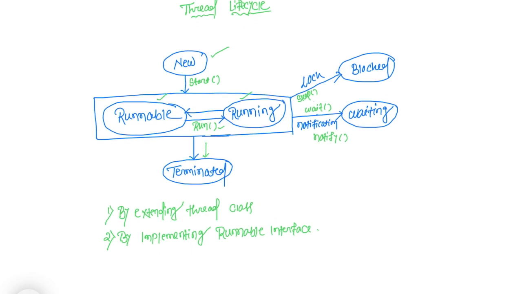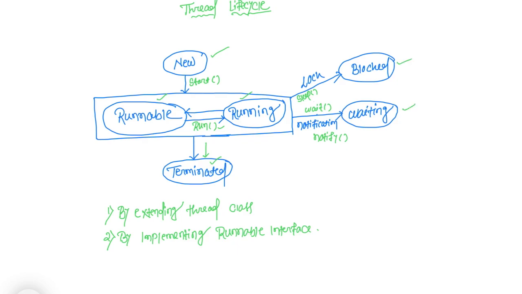There is another way my thread will go to the terminate state. Suppose an exception occurs inside my run method, whatever logic I have written, at that time also my thread will go to the terminate state. Next, there are two other key stages of the thread lifecycle: one is the blocked state, another is the waiting state.